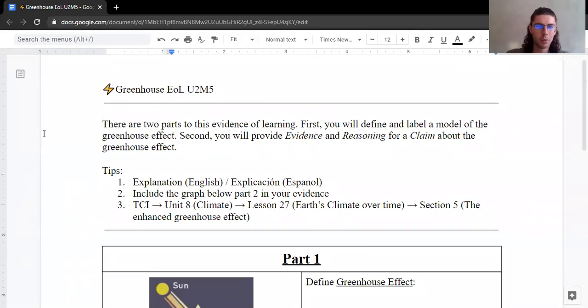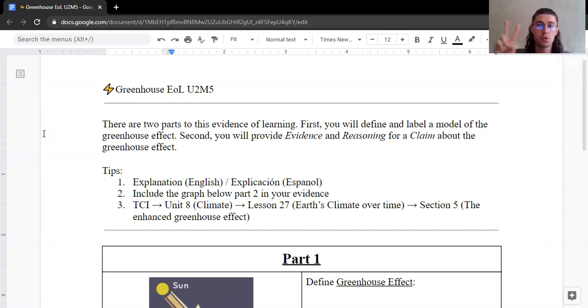Hey there, Mr. Johnston here with an explanation of how your absolute last evidence of learning for 7th grade science is going to work. So this week we are talking about the greenhouse effect, and your job on this evidence of learning is to share and explain what you know about it.